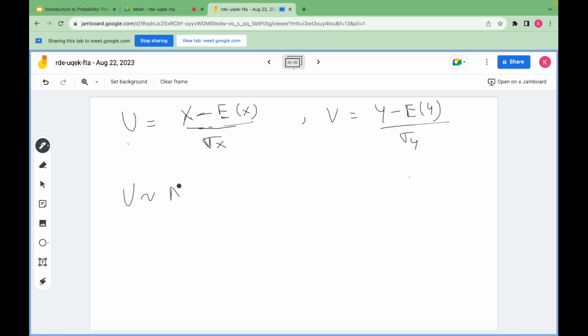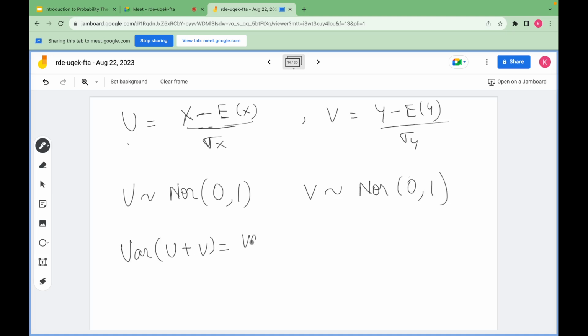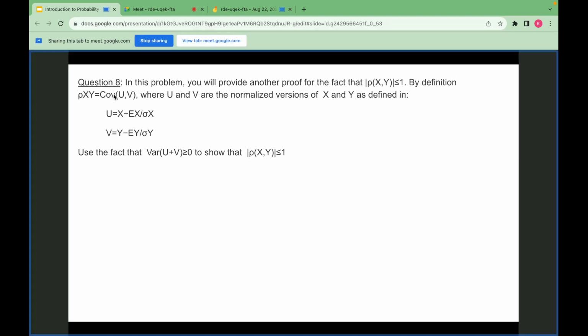This means that u is a normal distribution with parameter 0 comma 1 and v is also a normal distribution with parameter 0 comma 1. So variance of u plus v is nothing but variance of u plus variance of v plus 2 into covariance of u comma v. So this is nothing but 1 plus 1 plus 2 into rho xy, because it is given in the equation that covariance of u comma v is rho xy.